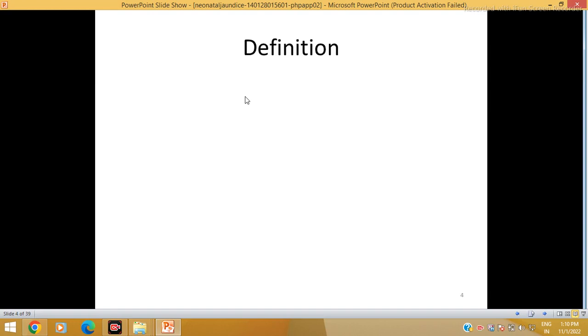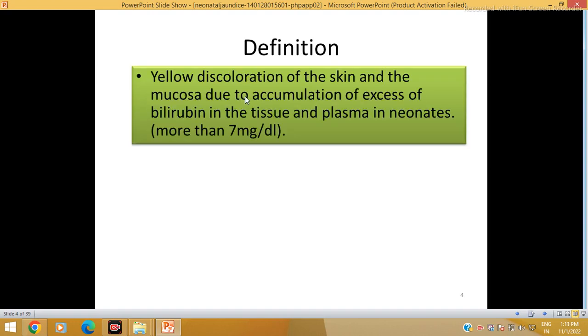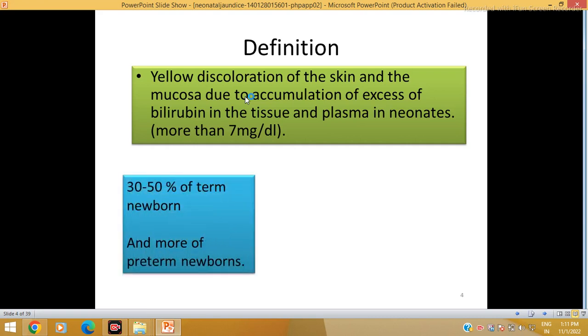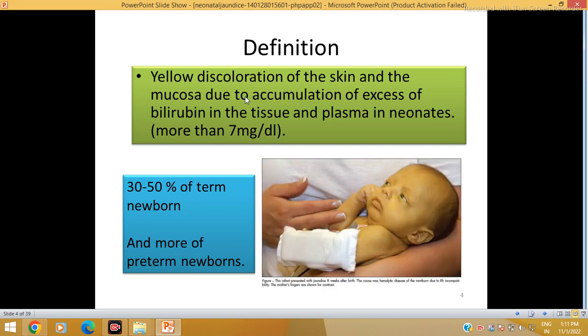The next is the definition of jaundice. It is yellow discoloration of the skin and mucosa due to accumulation of excess bilirubin in the tissue and plasma, in neonates more than 7 mg per dl. So if the bilirubin level is more than 7 mg per dl, then we say that the baby has jaundice. About 30 to 50% of term babies, and more of preterm babies, have newborn jaundice. See one more example, a picture of a baby who has jaundice.